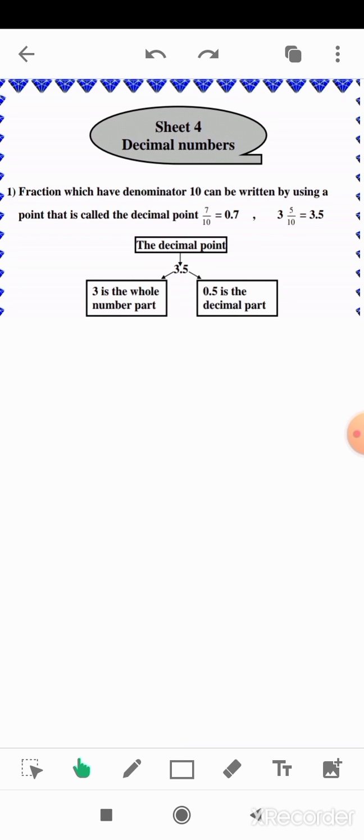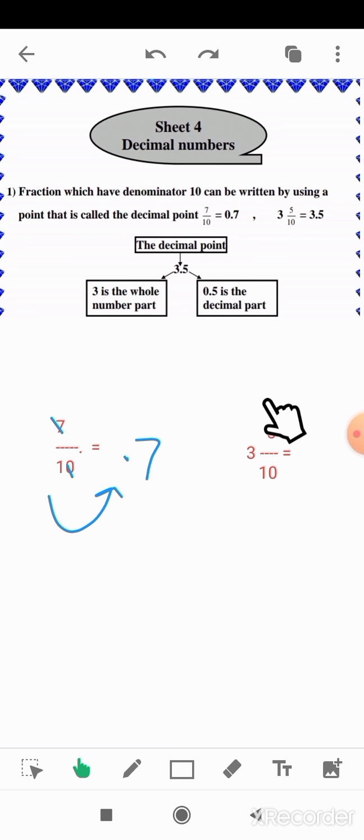So how can I convert from a fraction having denominator 10 to a decimal number? I have here 7 over 10. 7 will take 0 and go down here. And the 0 and 1 are always transferred as a point, like this.